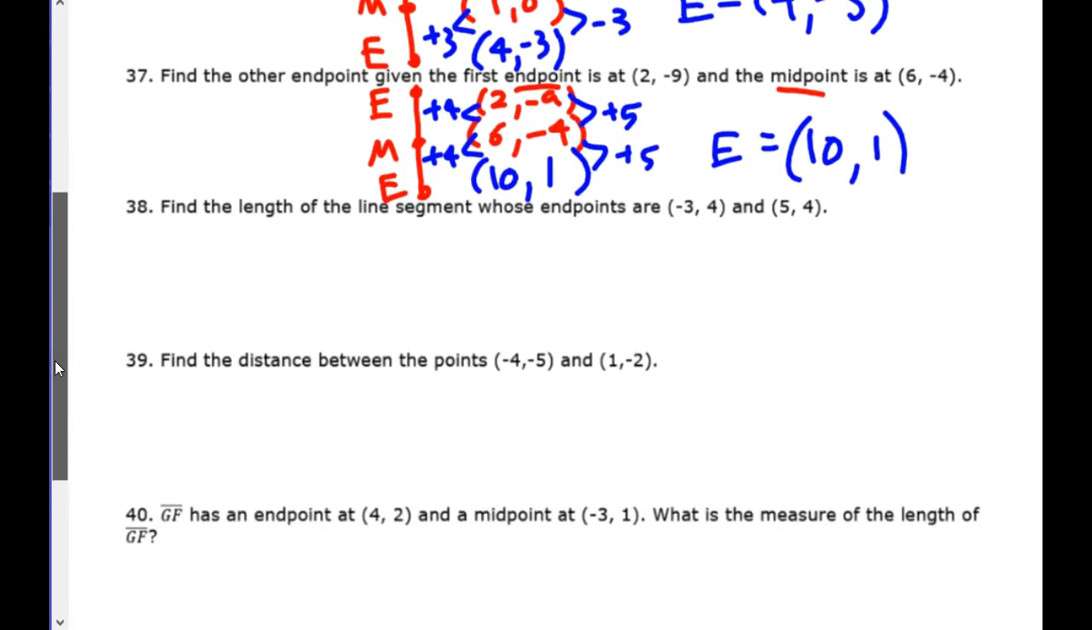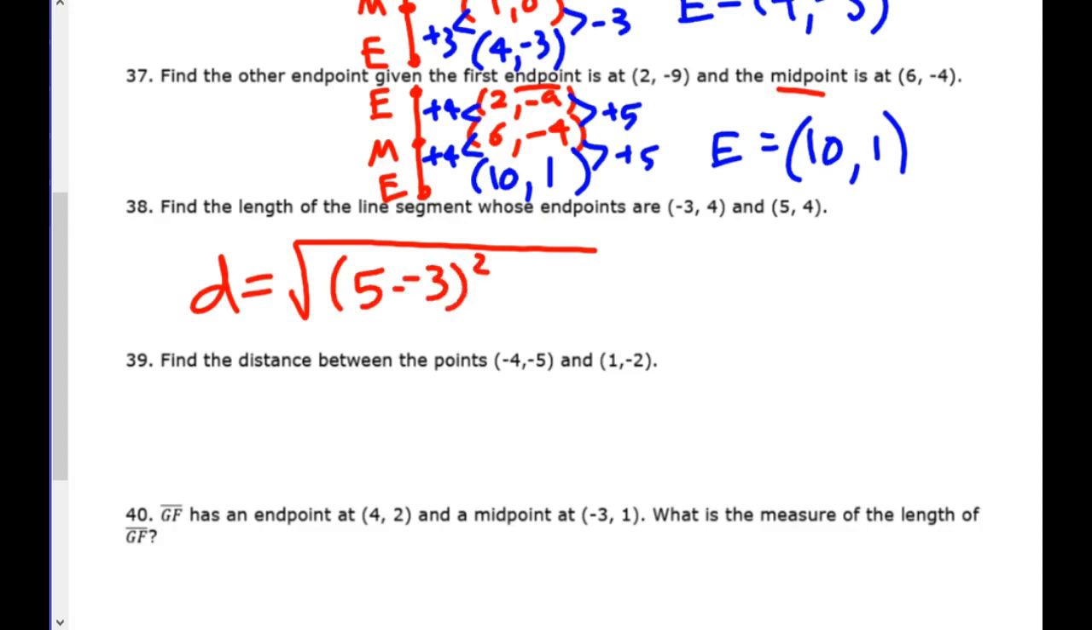Find the length of the segment with endpoints. So remember, we're doing distance formula. So you should have distance formula in your notes, and you should be able to use that as you're doing the review. On the test, I'll give you the formula. So it's going to be x2 minus x1 squared plus y2 minus y1 squared, okay, so we get 8 for that.